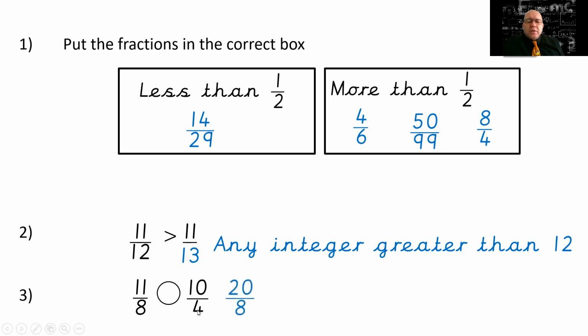So if we do that, double the 4 to get 8. Whatever you do to the bottom, you do to the top. So double the 10 to get 20. So we've got 11/8, we've got 20/8. So quite clearly, the 20/8 or the 10/4, 10 quarters, are the larger one.